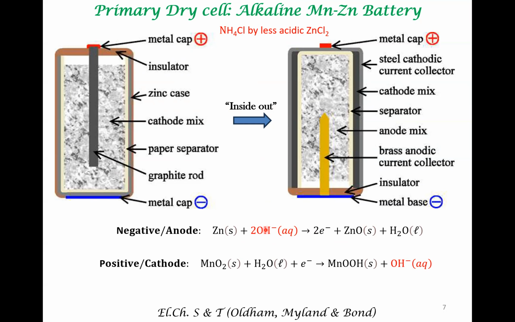And as was discussed in the previous slide, when there is no corrosion, one of the products of the corrosion, which is evolution of hydrogen gas, is also not there. So both hydrogen gas evolution and corrosion were eliminated using this chemistry. This is a very, very widely popular and fairly inexpensive battery.